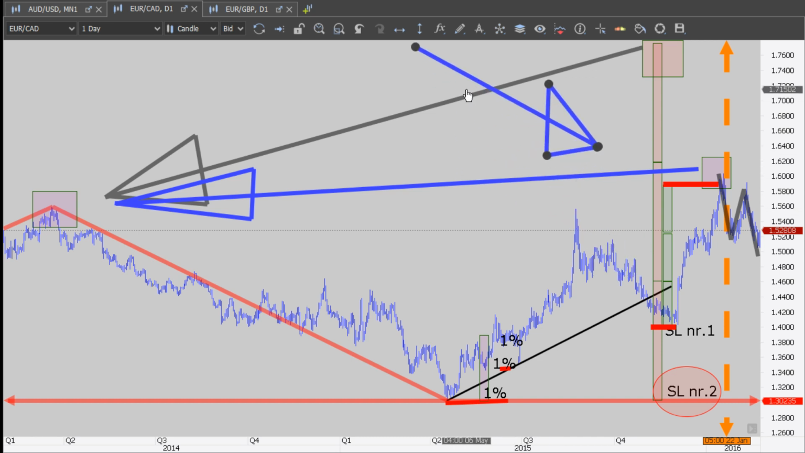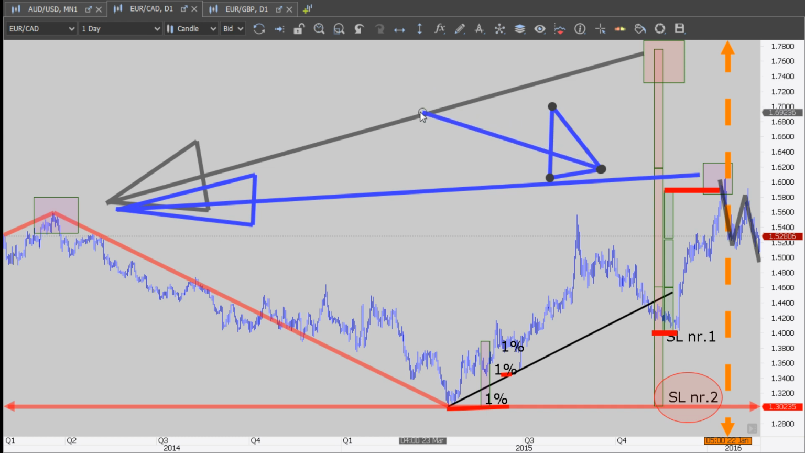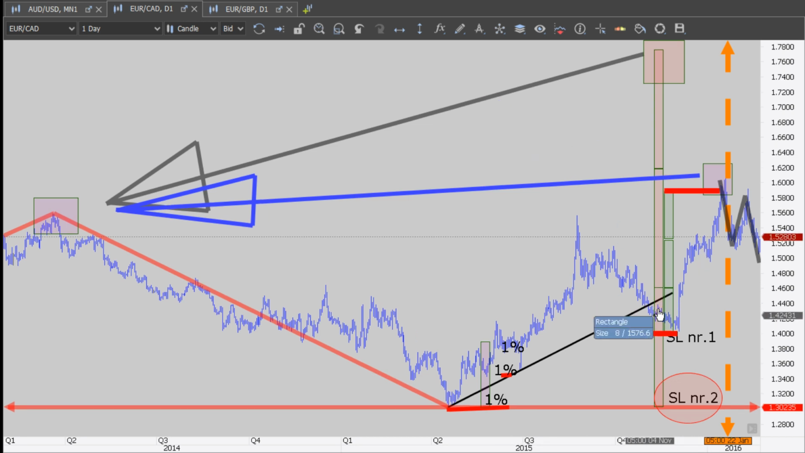Okay, maybe at some point in time the market is going to reach this level, we don't know, 1.76, but remember we are on the daily chart. Okay, 10 more minutes. Okay, quickly, so it's time to go short.